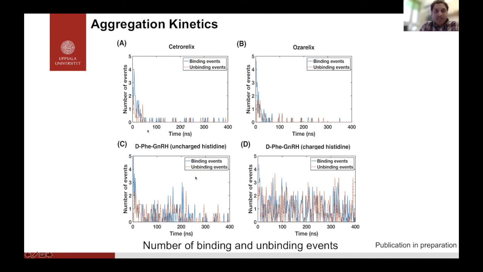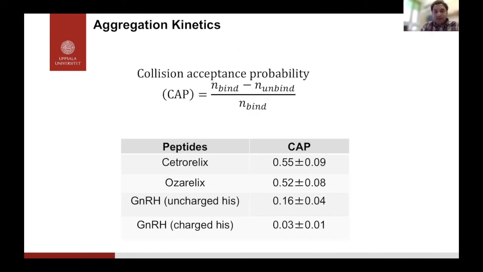For uncharged histidine, we could see binding and unbinding events up to a certain time. But for the charged histidine, the binding and unbinding events are constant throughout the whole simulation time. Based on the number of binding and unbinding events, we can calculate the collision acceptance probability, which is the difference between binding and unbinding events divided by the number of binding events.